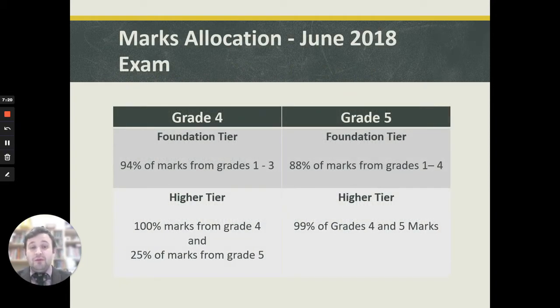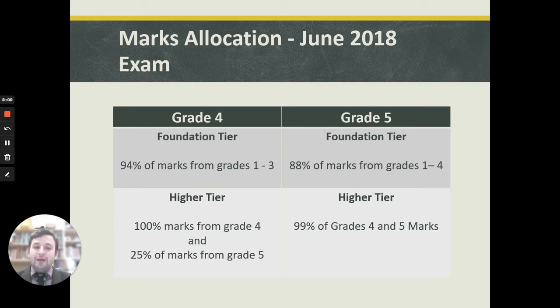So as I said, I just wanted to explain why, if we're looking at a grade 5, the foundation tier is potentially a better option. A grade 4 was awarded, this was in 2018, for scoring 94% of the marks aimed at the topics that were seen as grade 1 to 3. However, on the higher tier, they needed 100% of the grade 4 marks and 25% of the grade 5 marks. So they needed fewer marks, but in more difficult content on the higher tier than on the foundation tier.